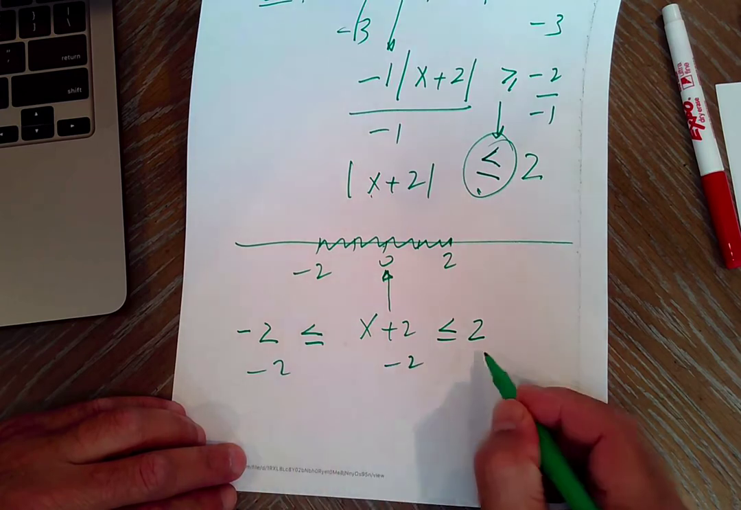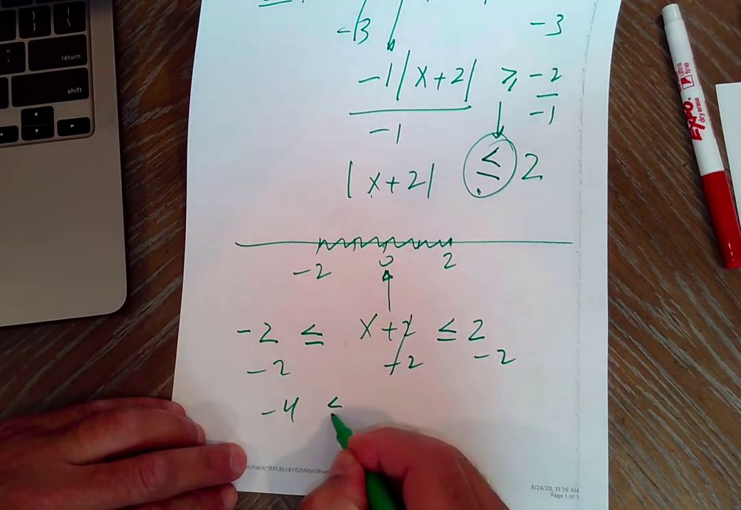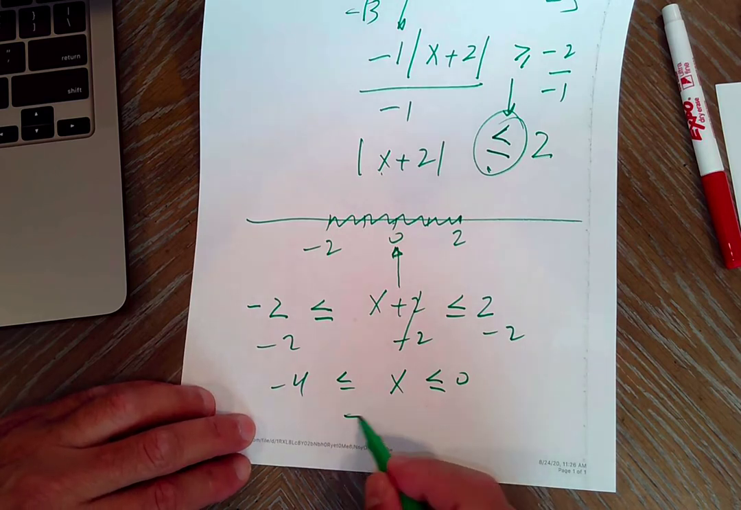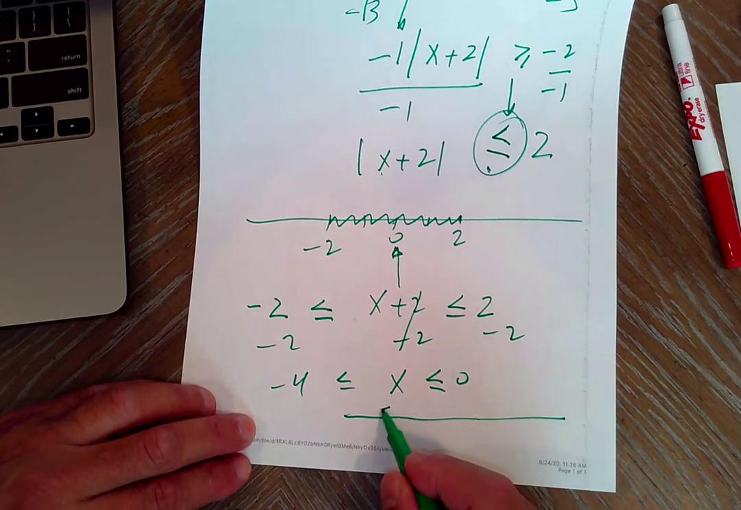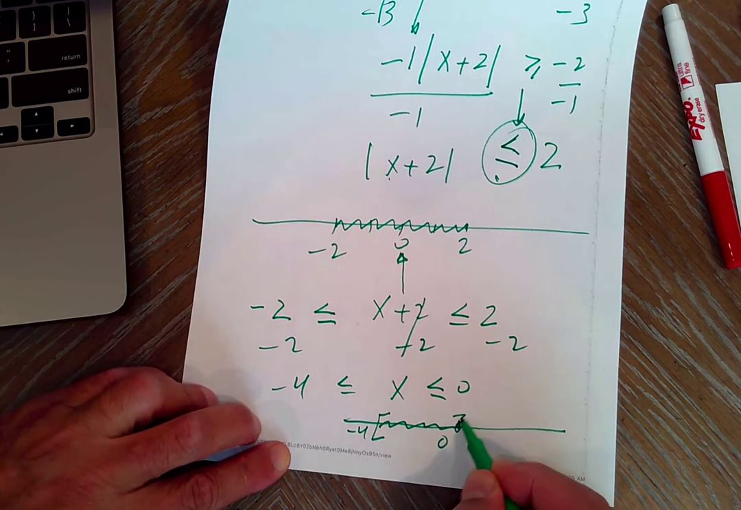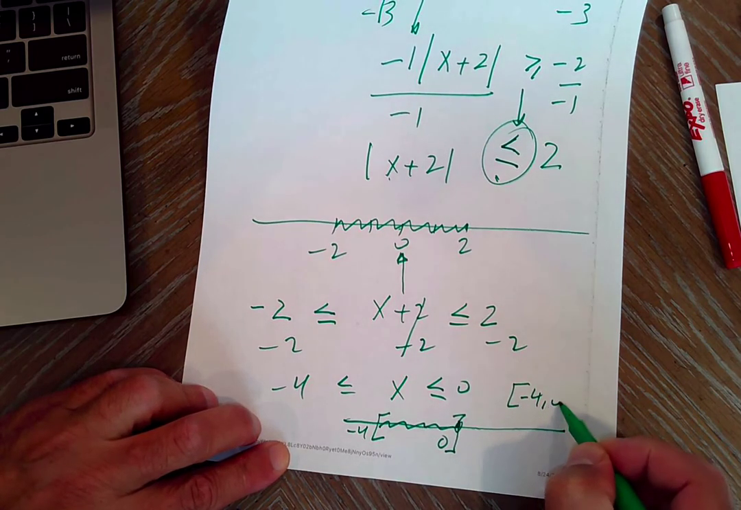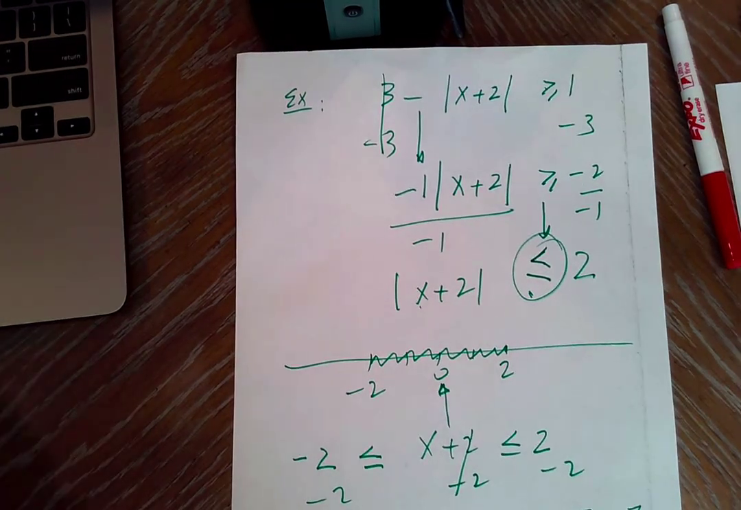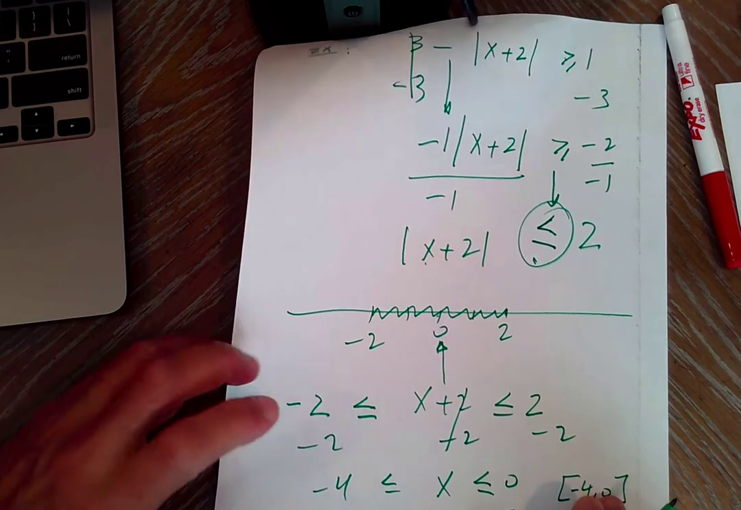Subtract the 2 to isolate the x. Negative 4 is less or equal to x, which is less or equal to 0. And on the number line, negative 4 up to 0. And interval notation. And I believe that's it for 1.8, and that's it for chapter 1.